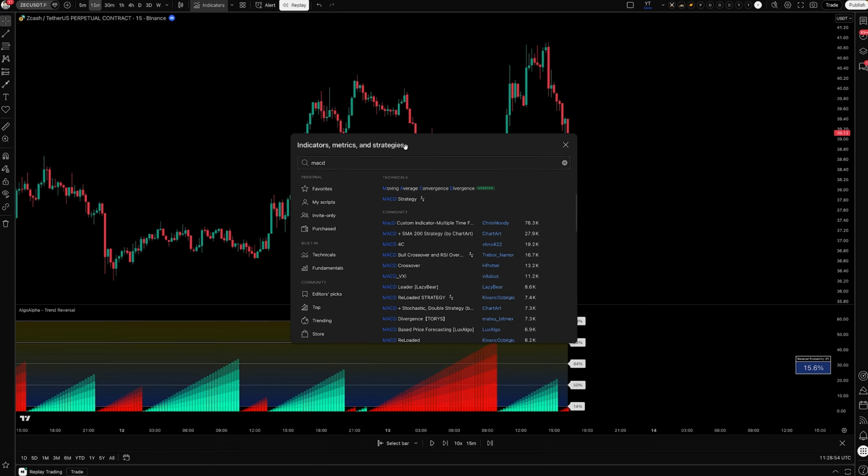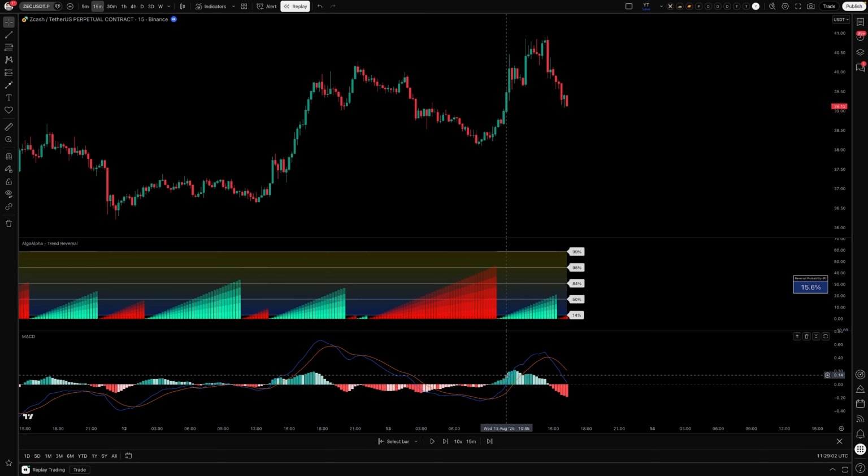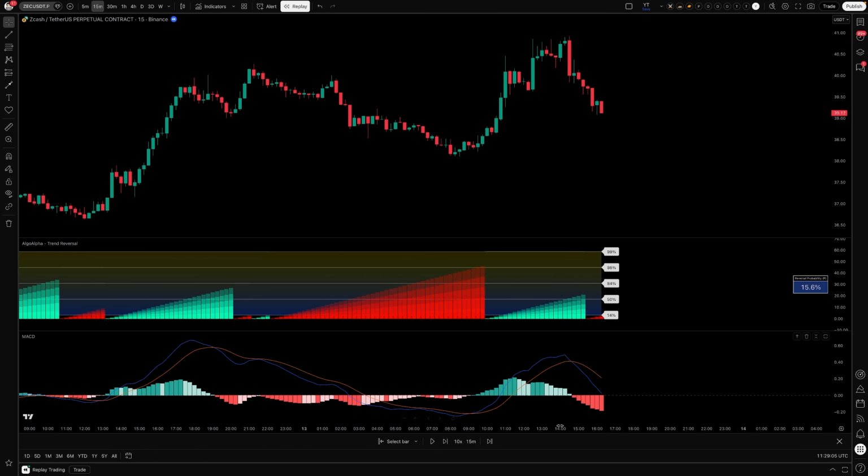For filtering, I recommend adding the MACD. For a long position, we want to see a green MACD bar or a bullish crossover of the signal lines. For a short, it's the opposite, a red bar or a bearish crossover.